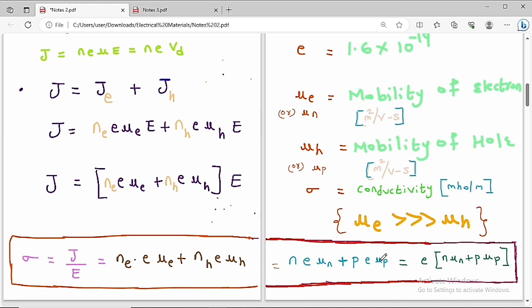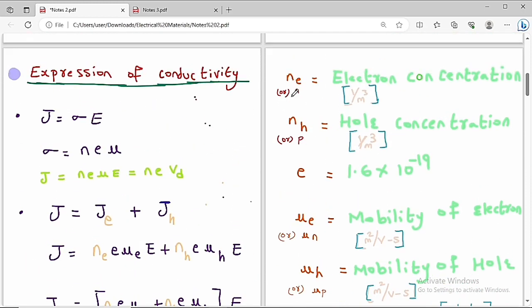Okay. So now, if you see these two terms, e is a common thing. So if I take it outside, e into n mu_n plus p mu_p. Okay. This formula you always have to remember because it is a very, very important formula. There are a lot of questions based on this formula. So what is n_e or n? It is the electron concentration, we can say the charge density, based on the number of electrons present per unit volume. So the unit is 1 by meter cube.